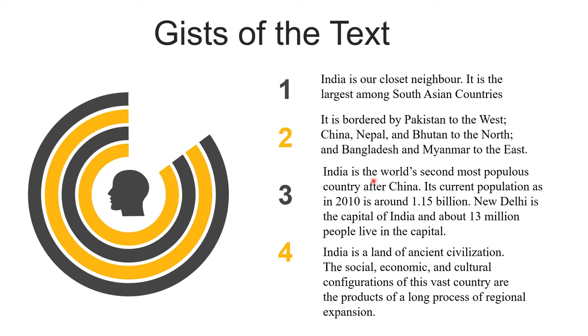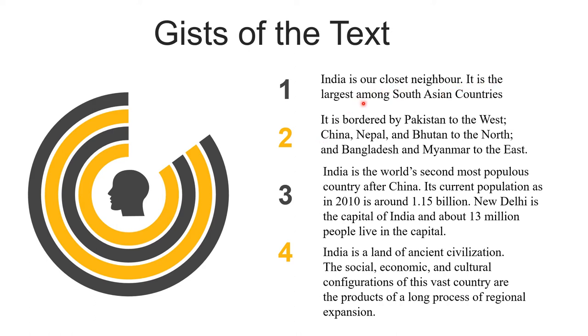So learners, today we will learn the gist of the text, and our text is about India, unity in diversity. So we will learn some basic points or main points of the text, so that you will not be bored, I think. India is our closest neighbor.